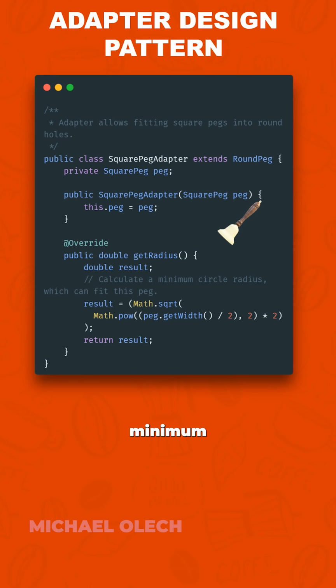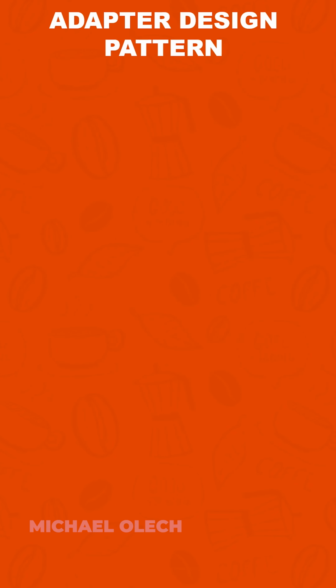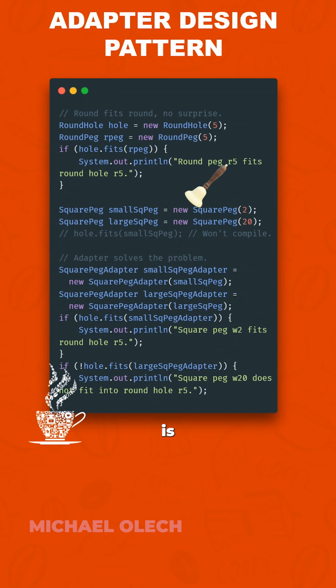To get the minimum radius that can fit this peg, we have to multiply half of the width by 2 and calculate the square root of everything. At this point our class is ready to be used in our round hole class. On the client side, all we have to do is create all classes. Next, create an adapter based on square pegs and enjoy using the fits method interchangeably for everything.